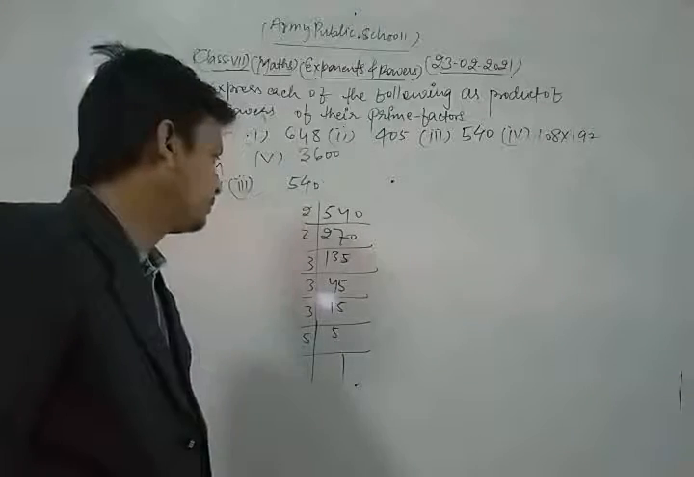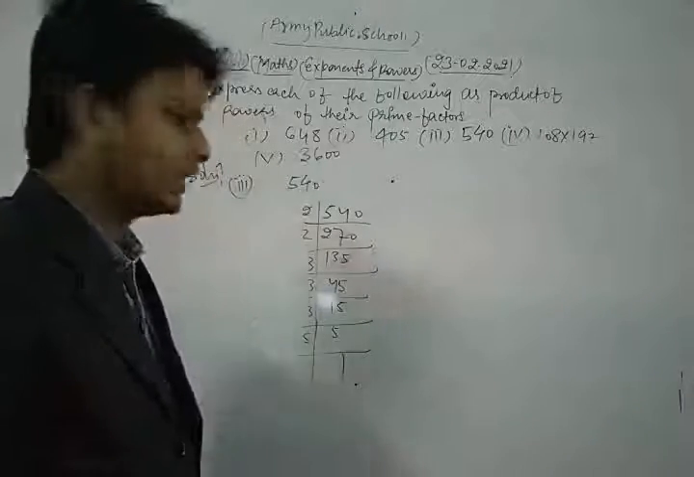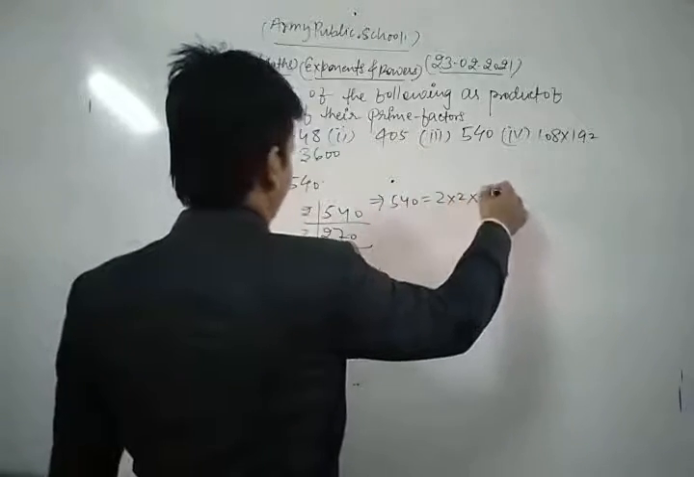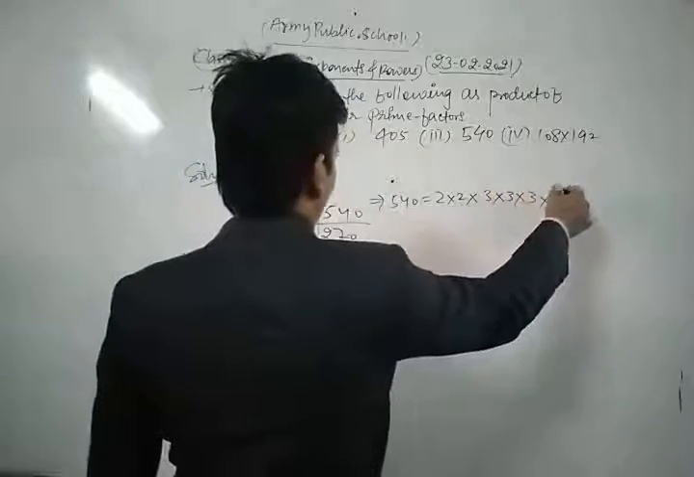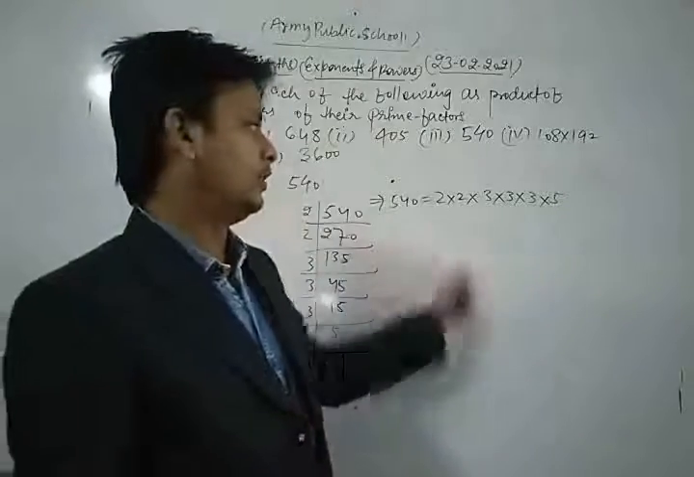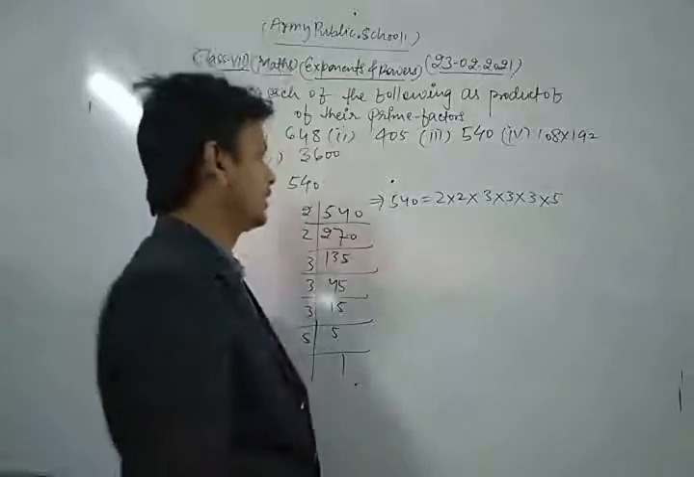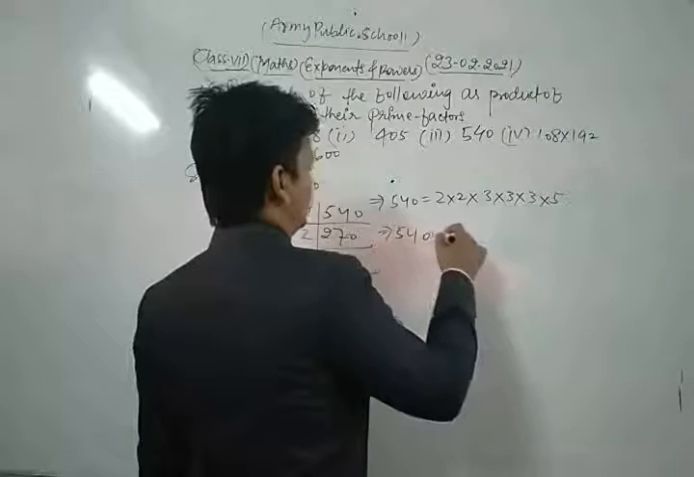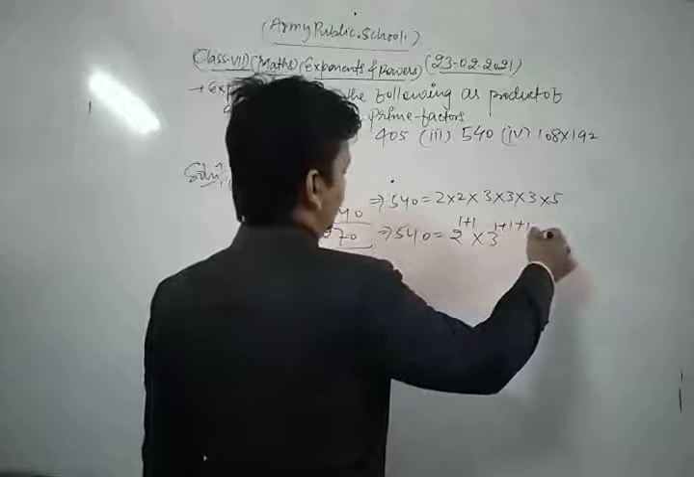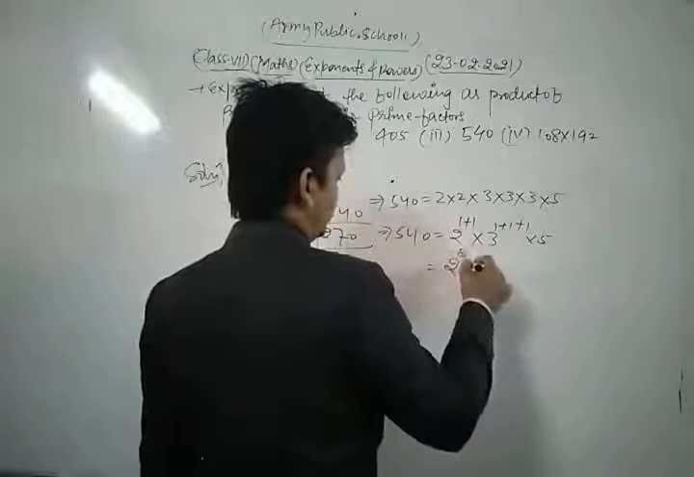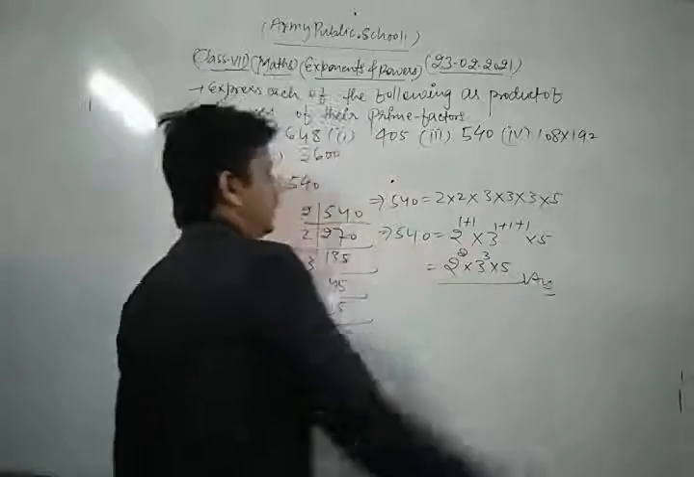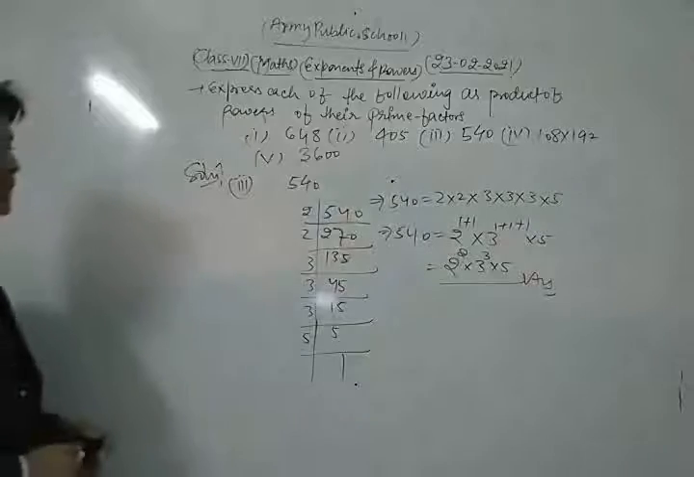Okay, dear friends. Now we can write in this way. Thus we write 540 is equal to 2 into 2 into 3 into 3 into 3 into 5. Okay. Now again in that question we apply the laws of exponent. So we write 540 is equal to 2 power 1 plus 1 into 3 power 1 plus 1 plus 1 into 5. So we write 2 power 2 into 3 power 3 into 5. So this is the required solution as a product of powers of their prime factors.